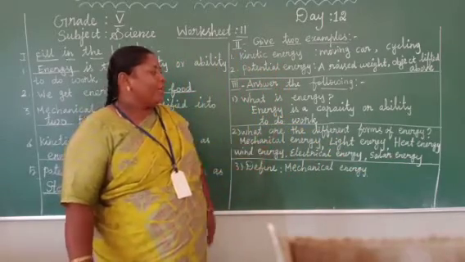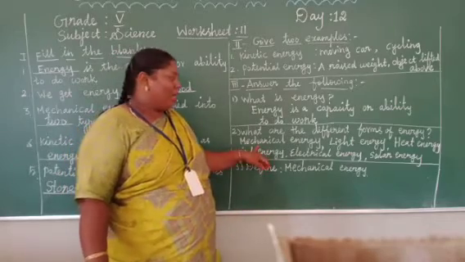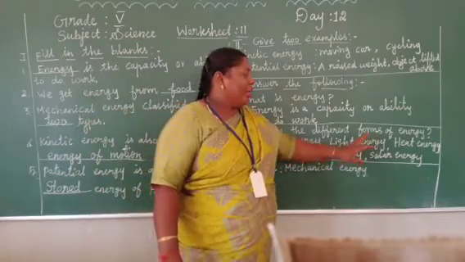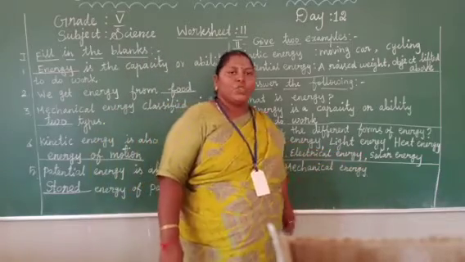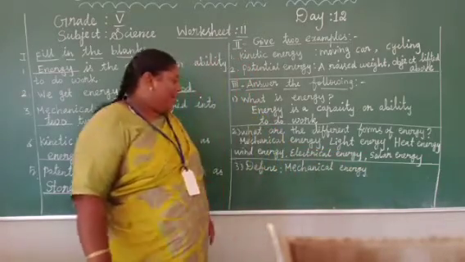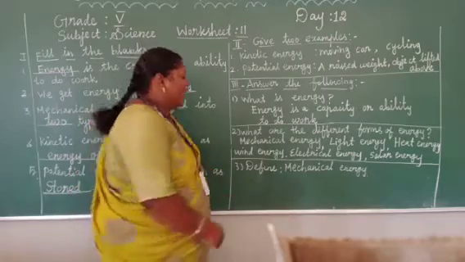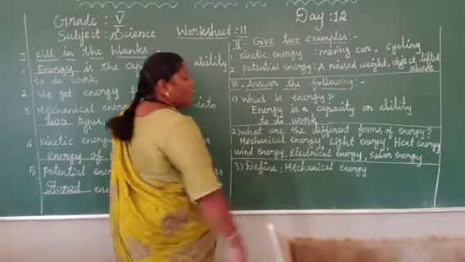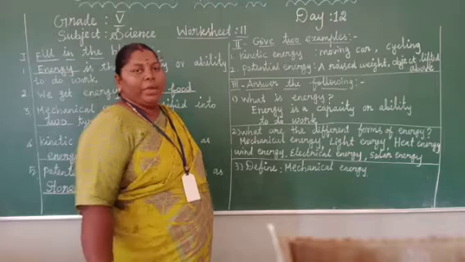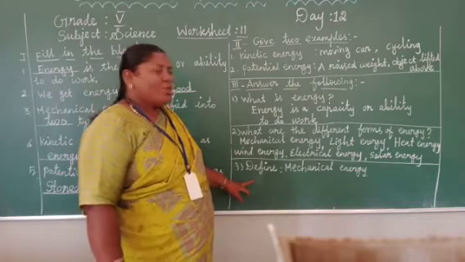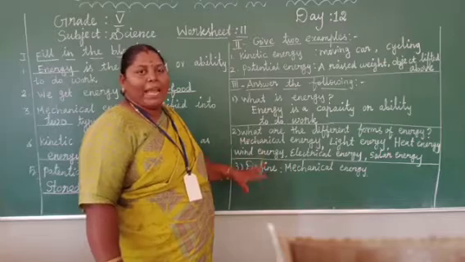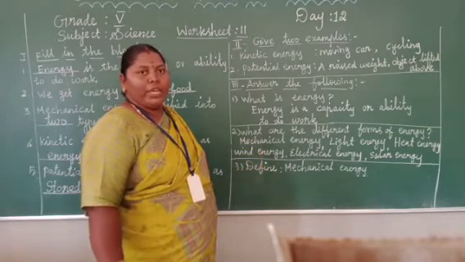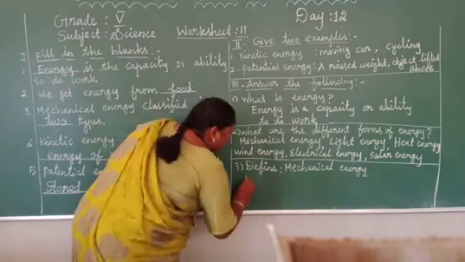So what are the different forms of energy? Mechanical energy, light energy, heat energy, wind energy, electrical energy, and then solar energy. And next question, third one, define mechanical energy. Define mechanical energy. So, mechanical energy is the energy possessed by an object due to its position.